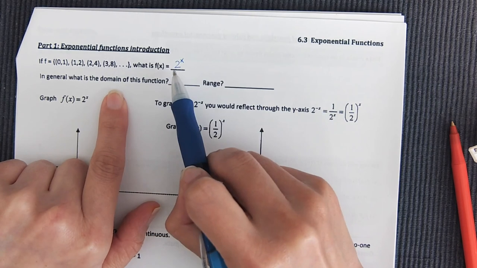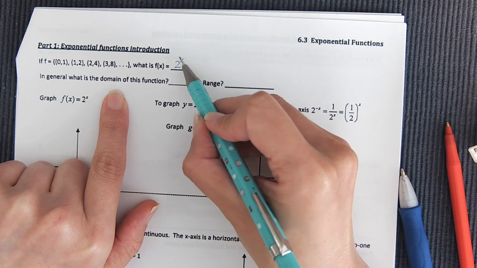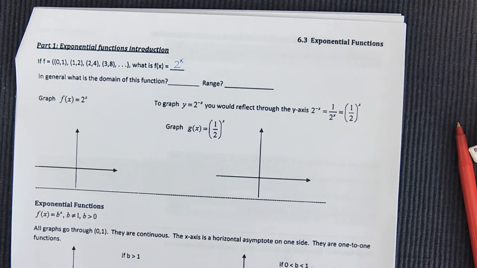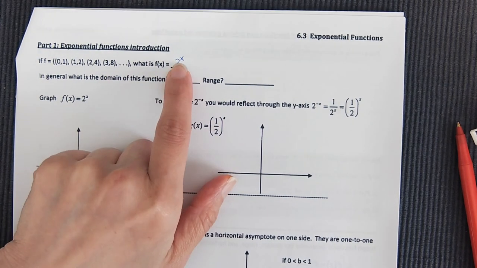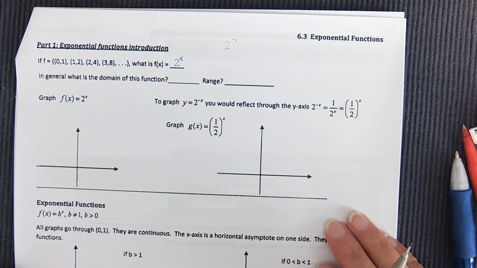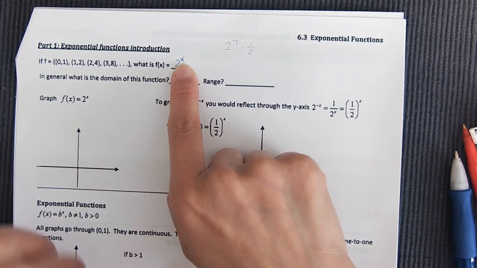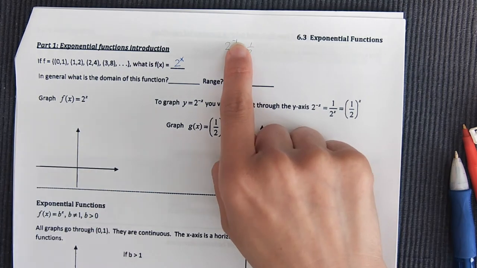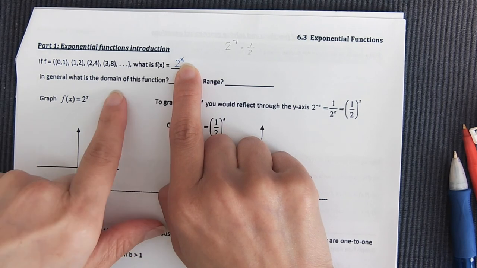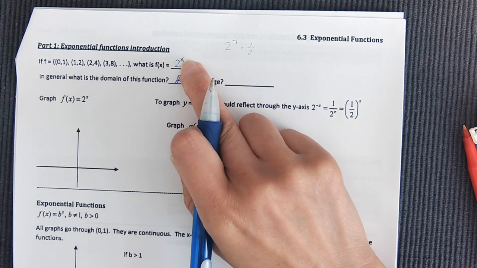What's the domain in this case? Domain means what values of x I can plug in. Can I plug in 1, 2, 3, 4, 5? Can I plug in negative? What do you think? Can I plug in 2 to the negative 1 power? What's 2 to the negative 1 power? 1 over 2. Yeah, I can plug in negative 1, why not? Can I plug in negative 2? 2 to the negative 2 is 1 over 4, right? So I can plug in negative 2 too. So what's my domain in this case? All real numbers, that's right, because I can plug in whatever I want.